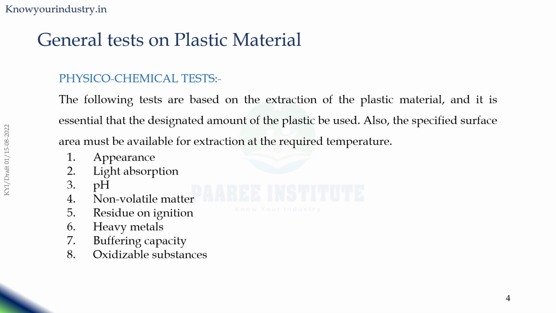And we have also listed general tests on plastic material, the regular tests: appearance, light absorption, pH, non-volatile matter, residue on ignition, heavy metals, buffering capacity, and oxidizable substances. These are commonly used for the solutions on which we do extractions at the required temperature. Based on these confirmations, the plastic containers can be controlled for manufacturing, and they can be used for your regular commercial production.